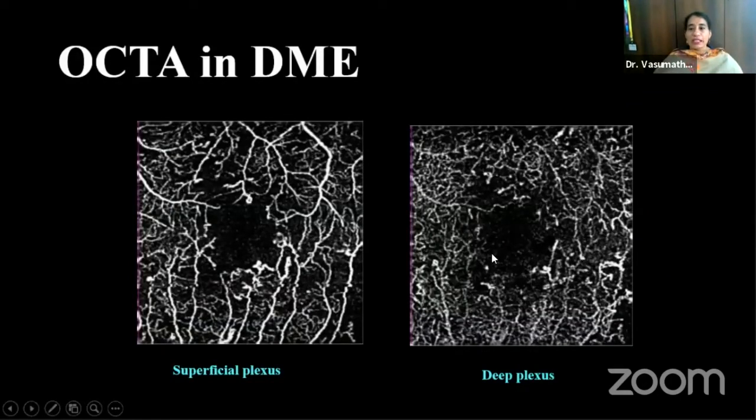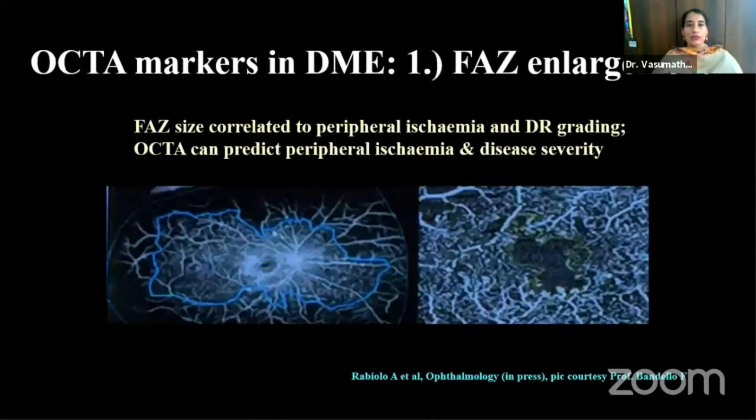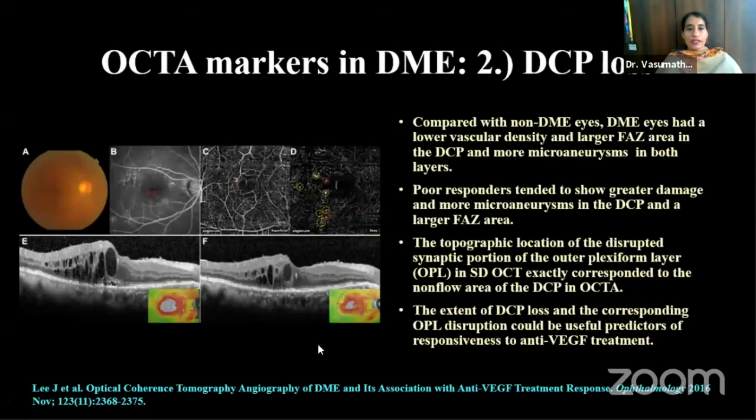In fact, deep plexus ischemia is supposed to be a poorer prognostic factor in DME. And as I said, by AngioAnalytics, we can measure the extent of the FAZ involvement. The FAZ size is also correlated to the peripheral ischemia, and it is suggested that an irregular FAZ predicts significant peripheral ischemia and disease severity. And this is a very good paper by Lee et al. in Ophthalmology 2016, wherein they say that in the deep capillary plexus, the loss of microaneurysms actually corresponds to the discontinuity in the synaptic portion of the outer plexiform layer.